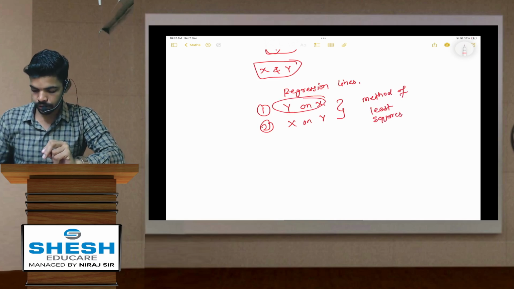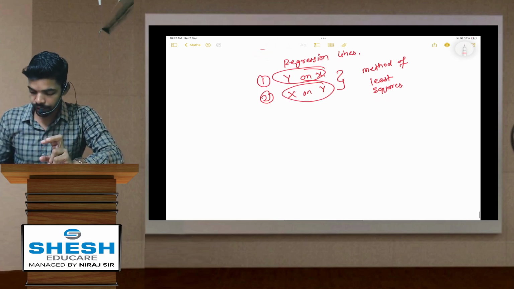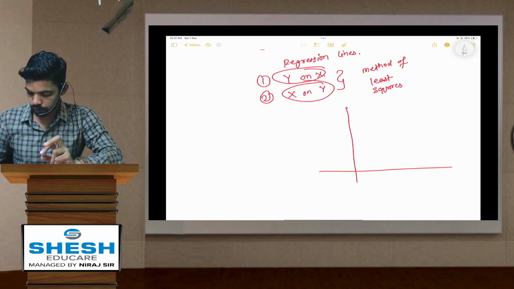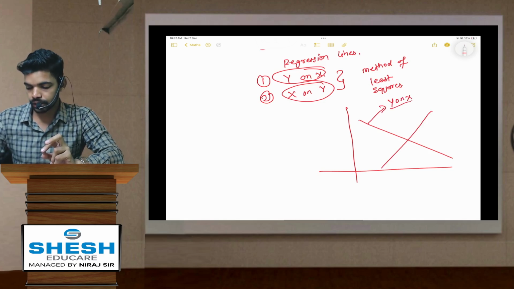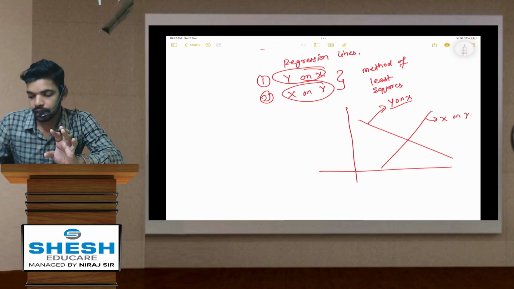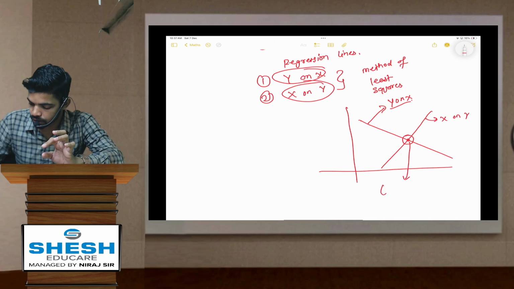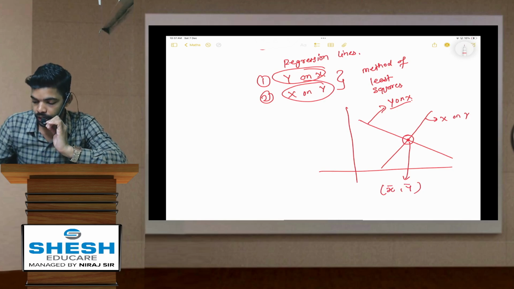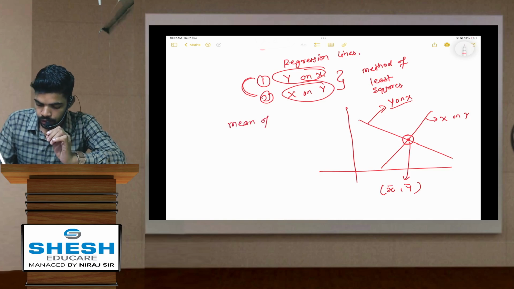Least square method से दोनों correlation lines मिलते हैं graphically. Okay. And what is the point? See, suppose you have two graphs. Consider this line is y on x and this line is x on y. These two are regression lines. Their point of intersection will give you x bar comma y bar. Means from the point of intersection of two regression lines, you get the mean of x and y.